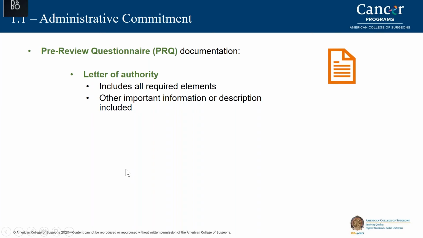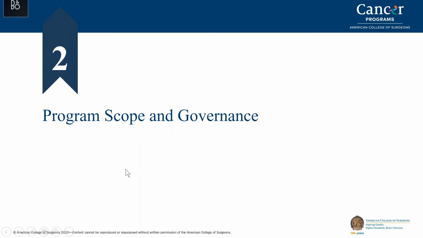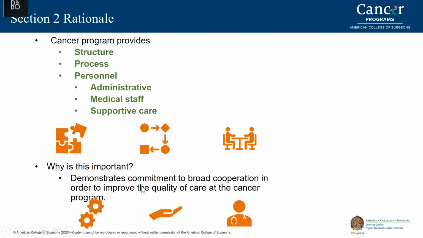The next slide introduces us into the program scope and governance. This is a very important standard, and throughout Standard 2, we will talk about all of these areas that are important for our standards. The first is the rationale. The cancer program and its medical staff provides the structure, process, and the personnel to obtain and maintain the Commission on Cancer's standards. All of these areas are important because they demonstrate a commitment to the broad cooperation throughout the facility being accredited. Next slide.